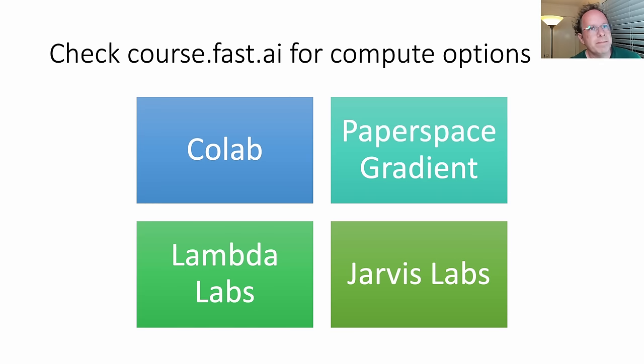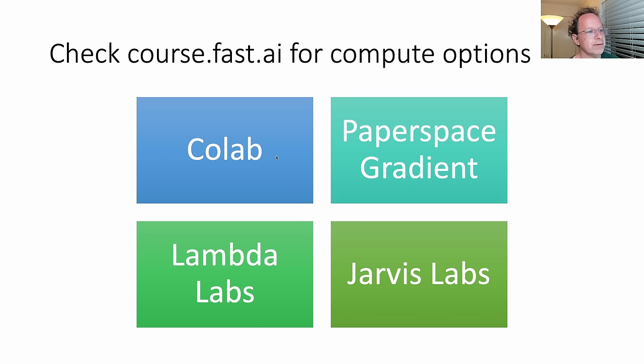Now, compute. So completing part two requires quite a bit more compute than part one. Compute options are changing rapidly. And to be honest, the main reason for that is because of the huge popularity of Stable Diffusion. Everybody has taken to using Colab for Stable Diffusion. And Colab's response has been to start charging by the hour for most usage. So you may well find, if you're a Colab user, we still love Colab.